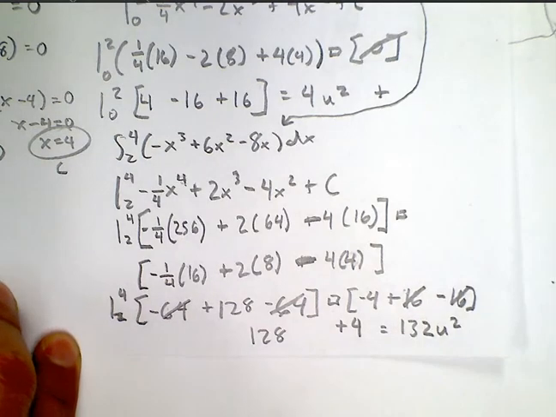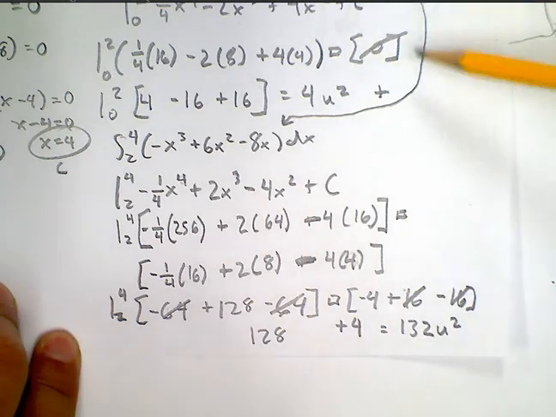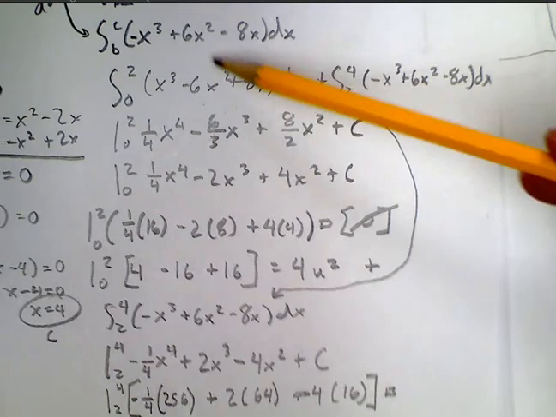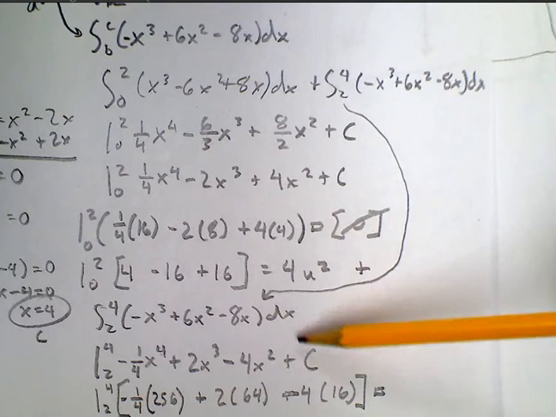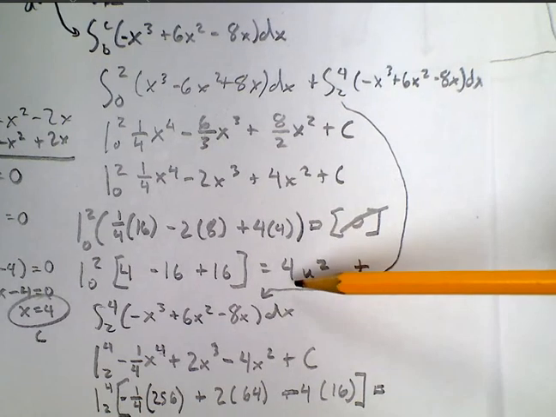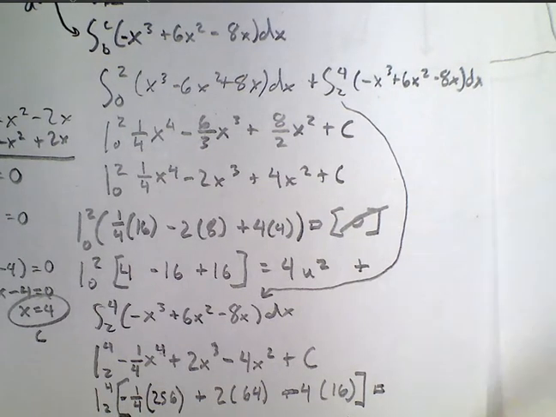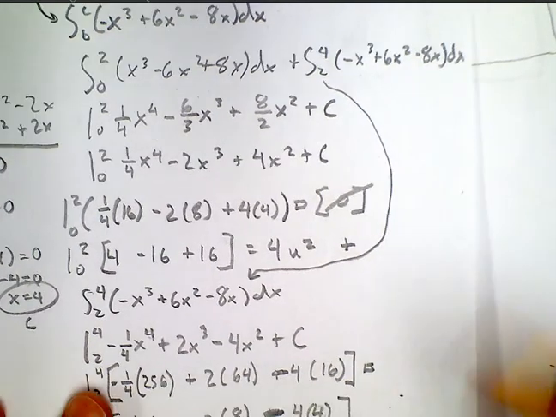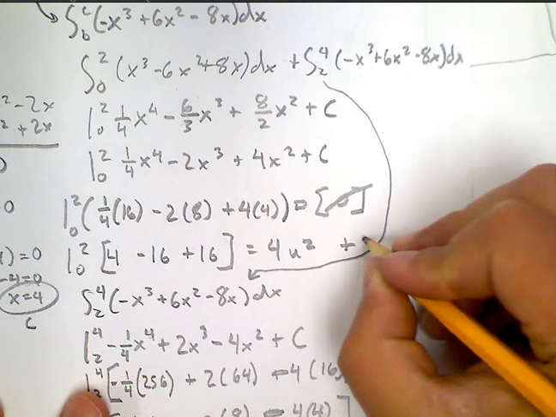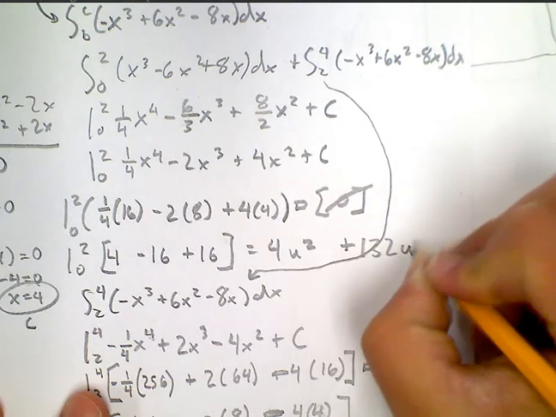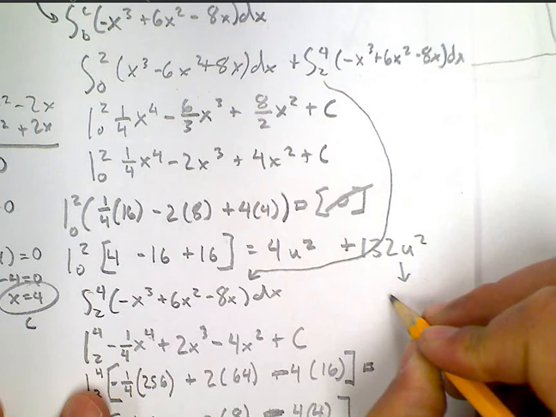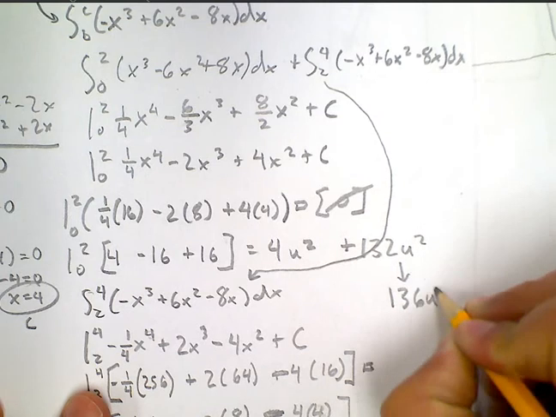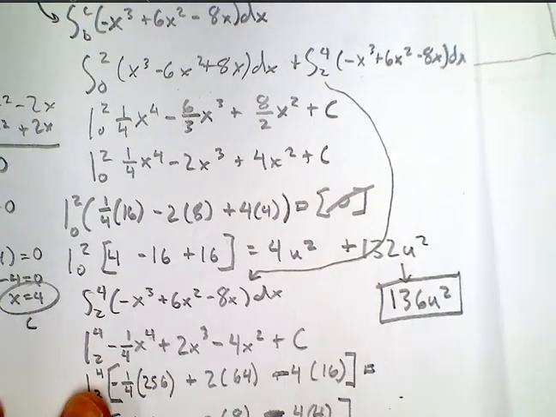So remember, we had to add the answer for this integral right here plus the answer for this integral right here. So 4 units squared plus 132 units squared equals 136 units squared. And that's my story, and I'm sticking to it.